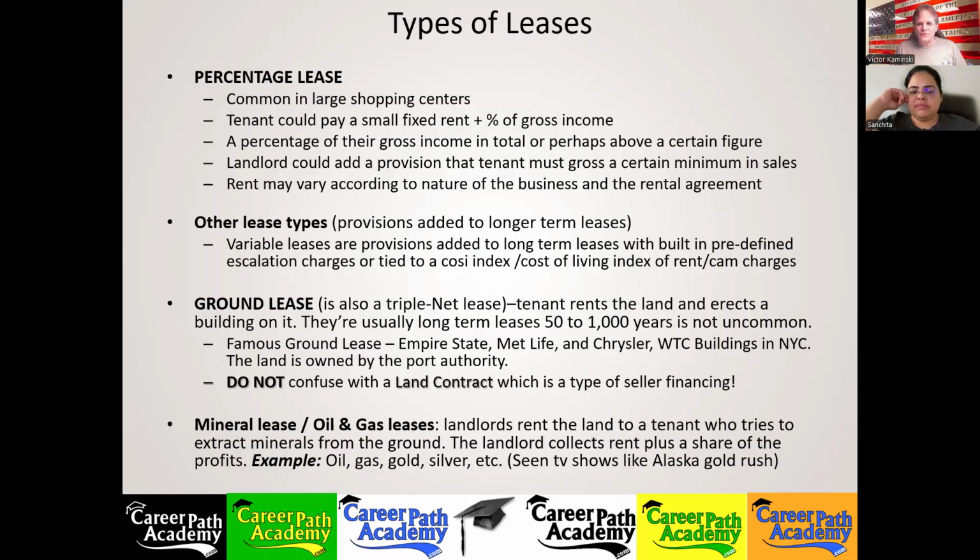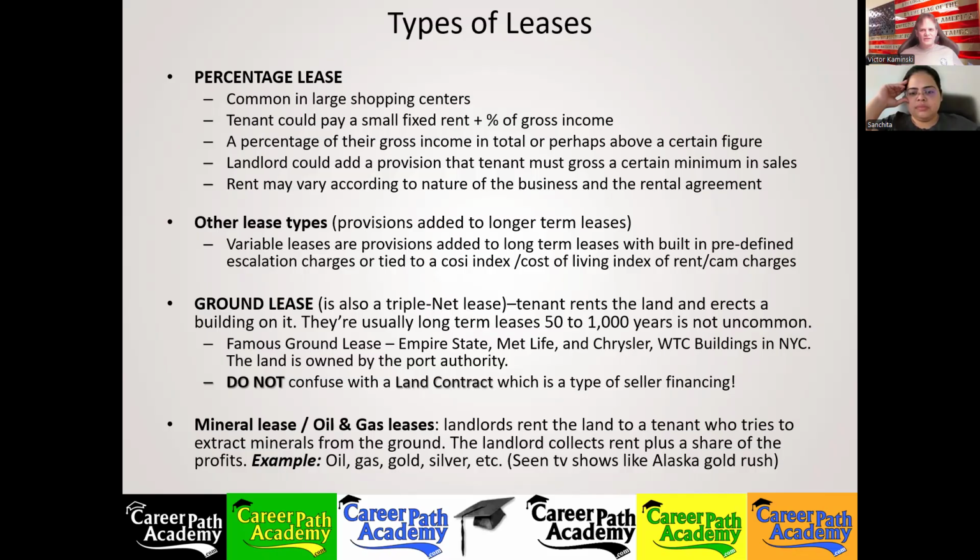It's going to take a couple of years before you start turning a profit on constructing a building like the Empire State Building, right? All right. Now, don't confuse a ground lease with a land contract. The land contract is the type of seller financing where the seller does not turn over the deed to the buyer until the full amount is paid off. The ground lease is entirely different.